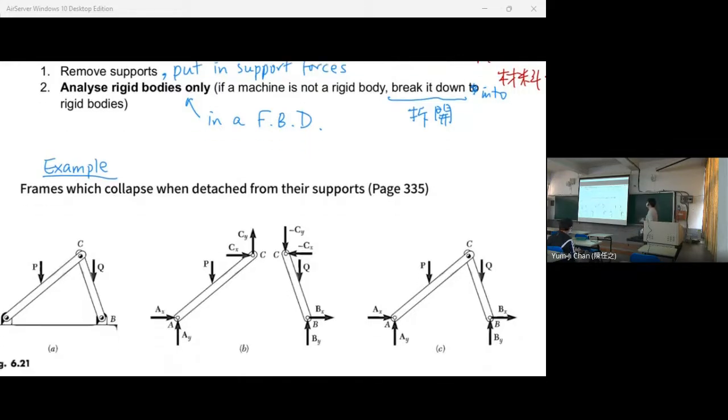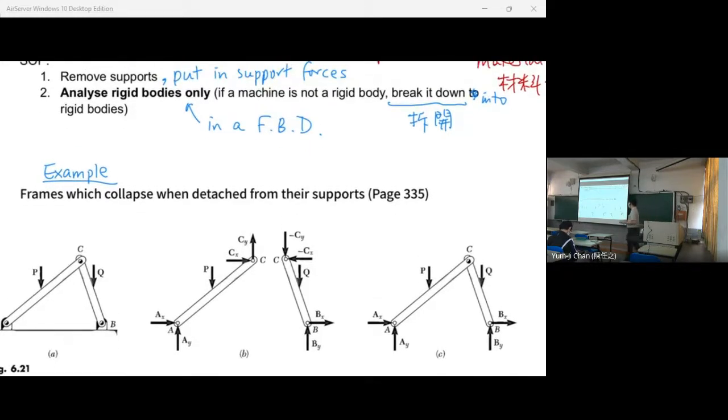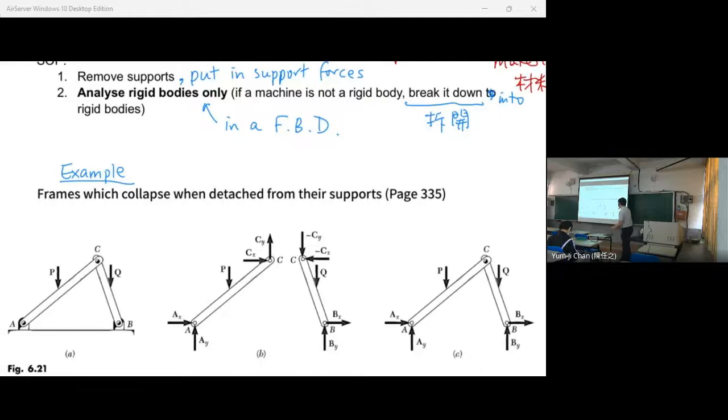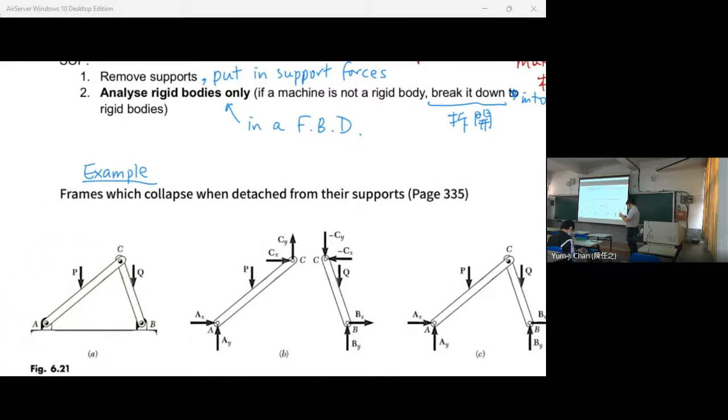Example is here. So we have a frame, and we have two members, AC and CB. Why do we say it is a frame but not a truss? Is this a frame or is this a truss?